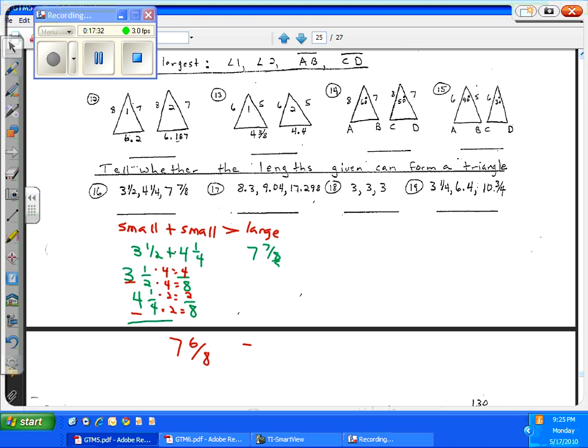3 plus 4 is 7. We have 7 and 6/8. This was 7 and 7/8. I realize the 6/8 are reduced, but we're wanting to be able to compare. 6/8 is less than, not greater than. The sum of the smaller two is not greater than the third side. Therefore, this is no triangle. Okay?